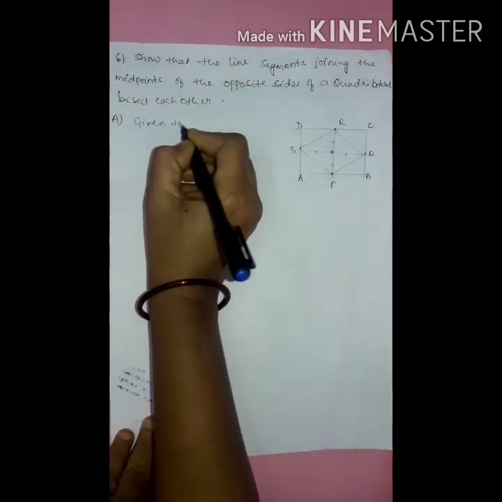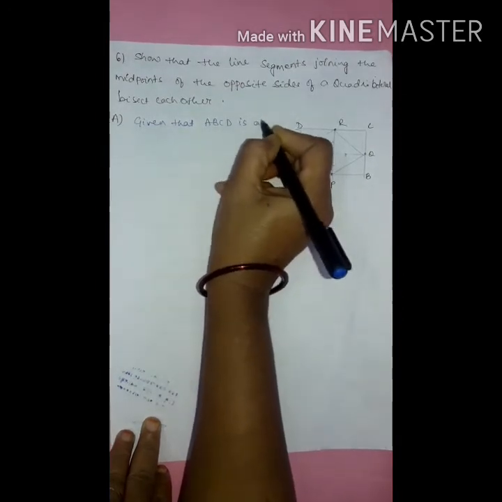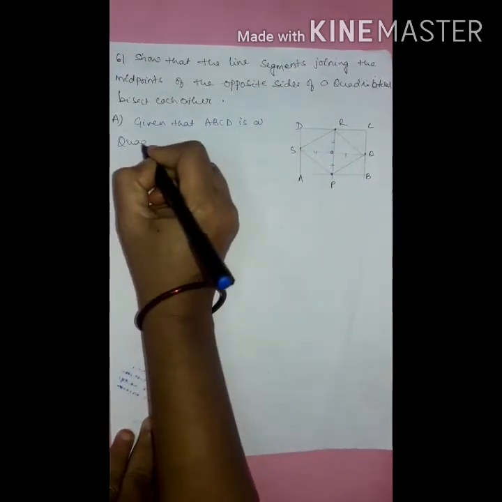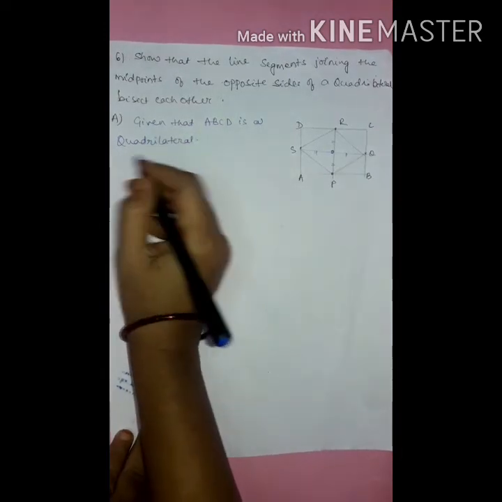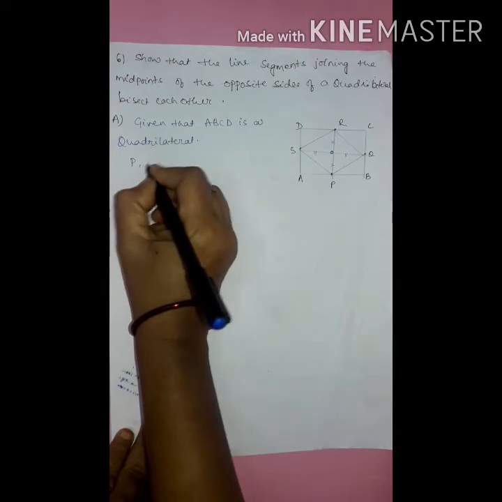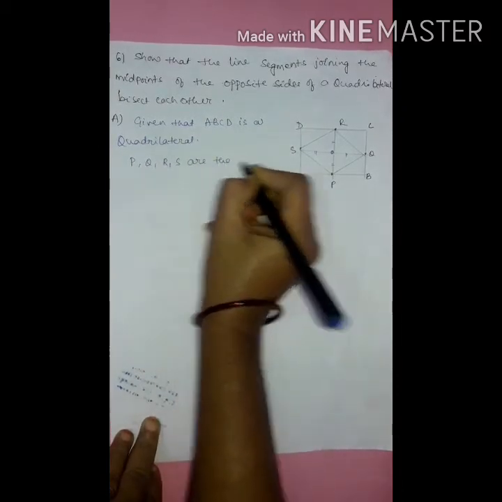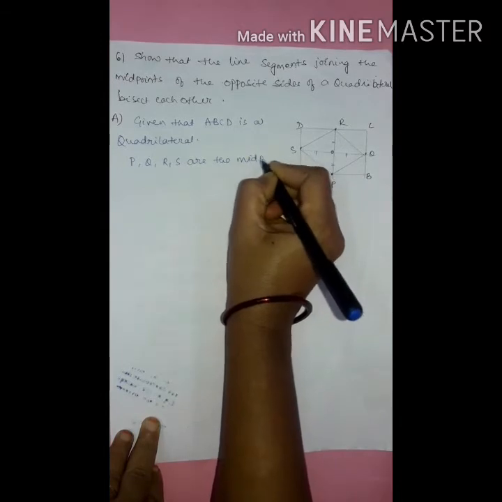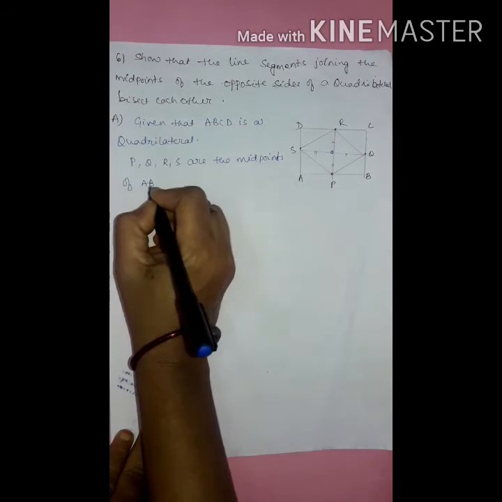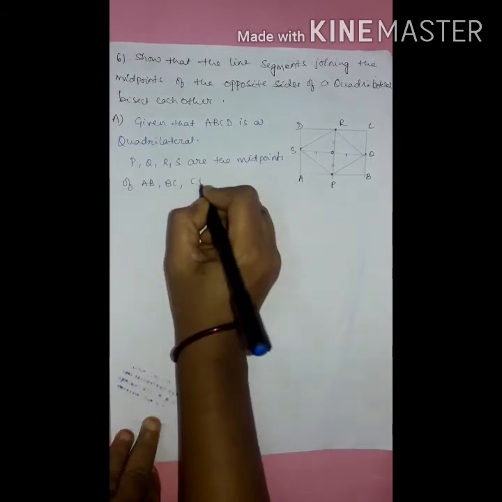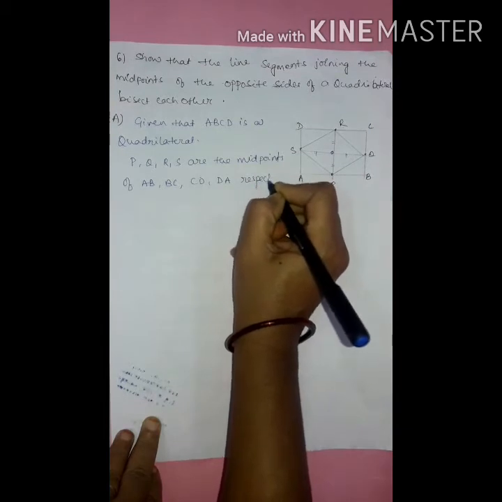Given that ABCD is a quadrilateral. P, Q, R, S are the midpoints of AB, BC, CD and DA respectively.